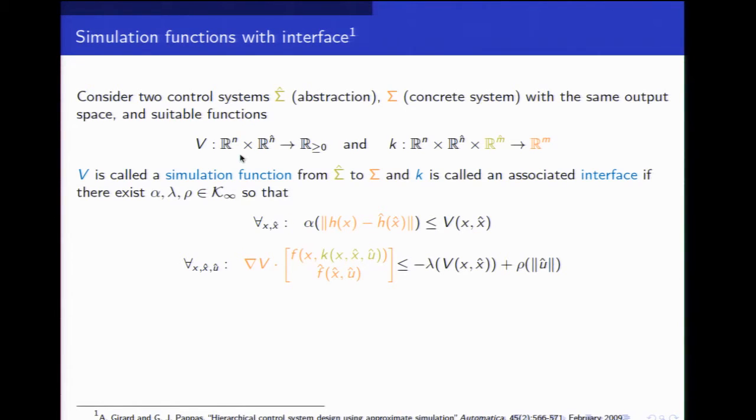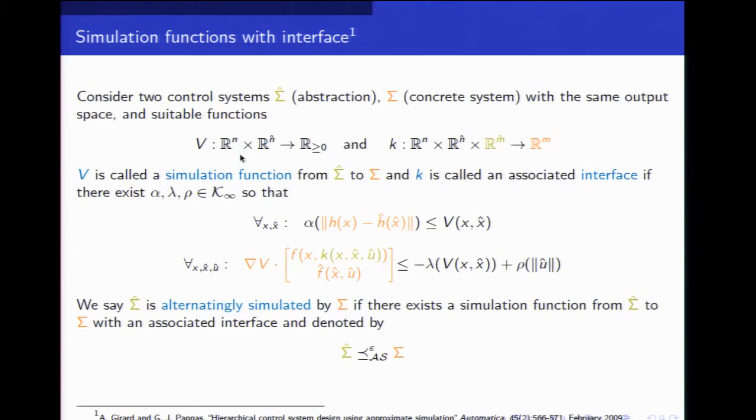The first condition tells me that the simulation function captures the distance between the outputs of the two systems. It guarantees that the output of the abstraction and the concrete are close. So that's the first thing you need: the outputs should be close. The second one guarantees that if the outputs are close, they also remain close as time elapses, because the derivative of V with respect to time is bounded by these two summations. If I start close, I also remain close.